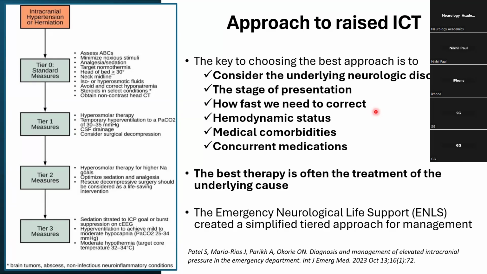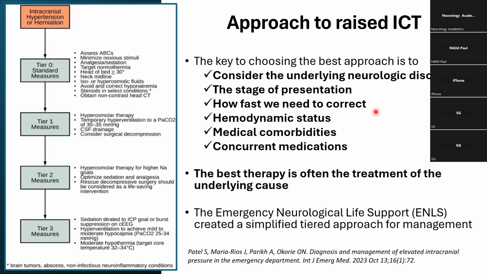Also, the stage of presentation and how fast we need to correct it varies. Suppose we are seeing a stroke on the first day, and it's a large core stroke, the collaterals are poor and it's a younger patient. You can logically assume there is a very high risk of transforming into a malignant cerebral edema. In that case, we can initiate osmotherapy at the earliest itself. However, we don't need to aggressively correct it at the initial point itself.